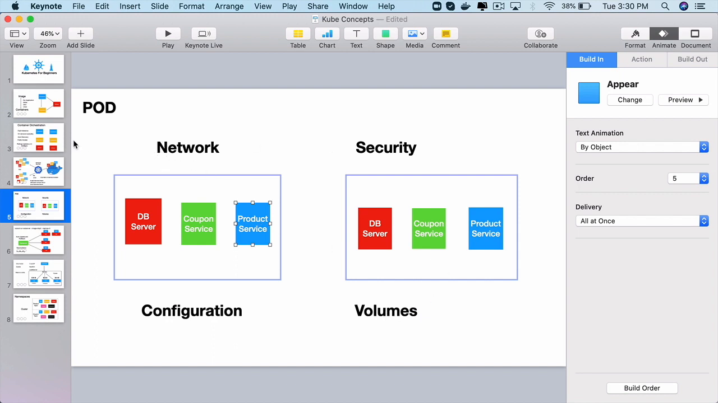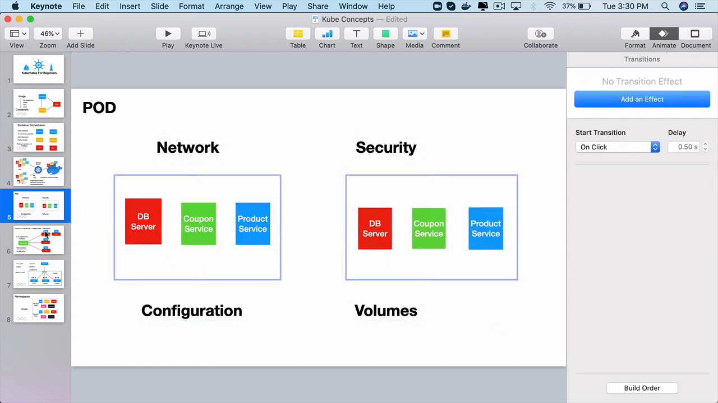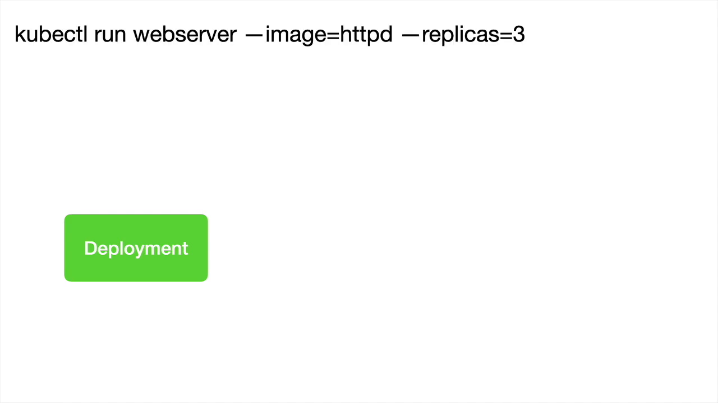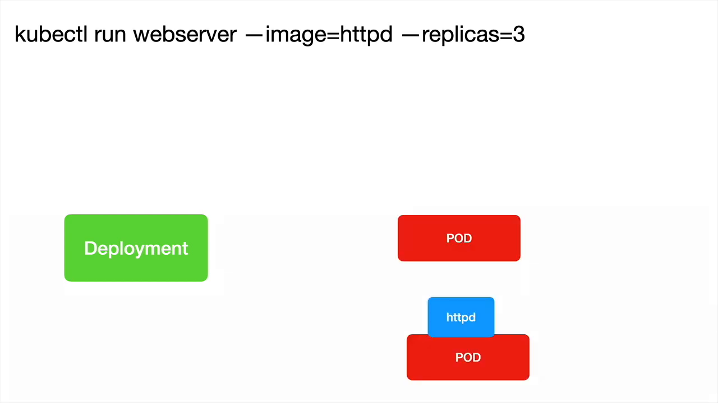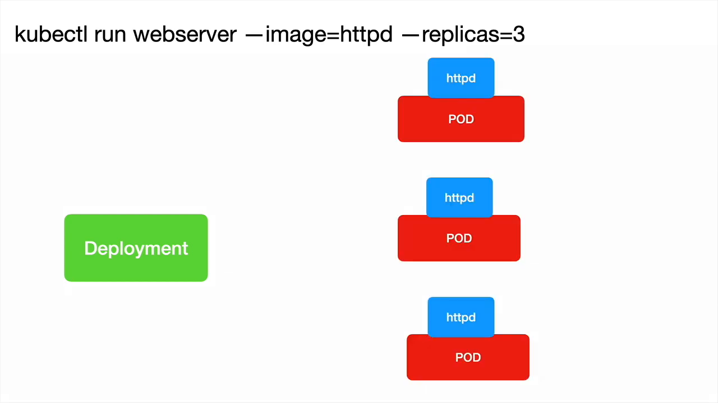Once you have pods for your containers, you can manage the number of pods you want as a single unit through deployments. A deployment is a group or replicas of pods managed as a single unit. By issuing a command like this, you can create 3 pods from a single Docker image.